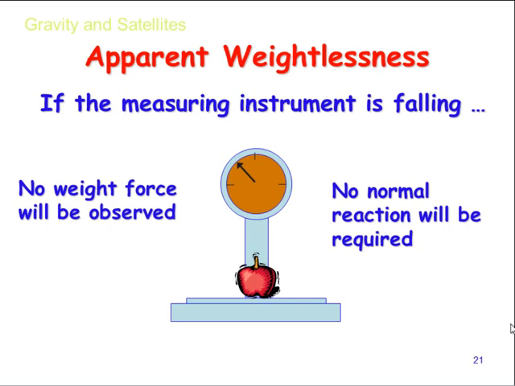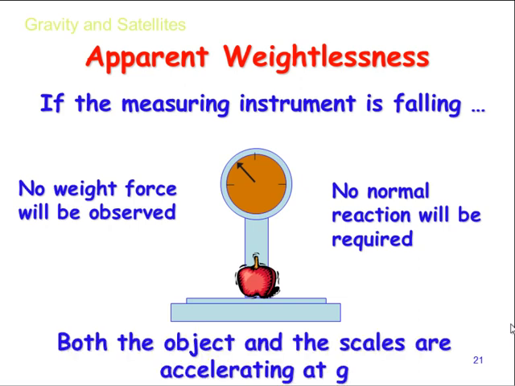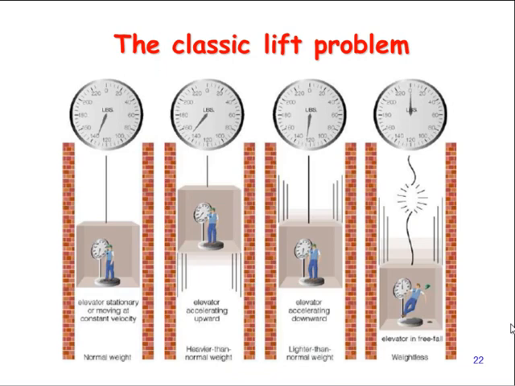Okay, so does that make sense? If you're both falling, then there's no normal reaction force because you're both accelerating. So, classic lift problem. We've got a person standing on a set of scales. They have a weight force. If it's moving at constant velocity or it's stationary, your weight would read normal. There would be equal and opposite reactions.